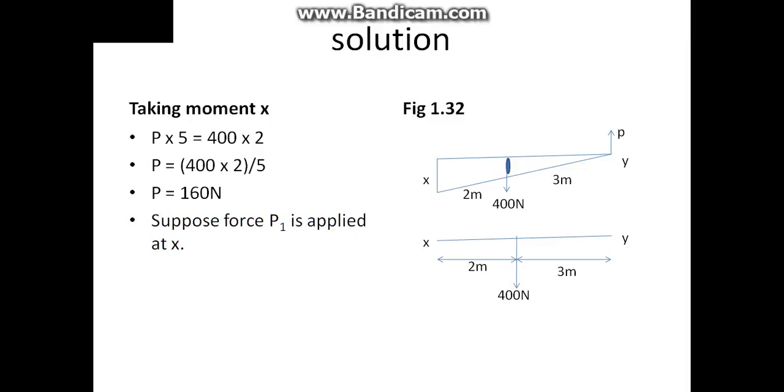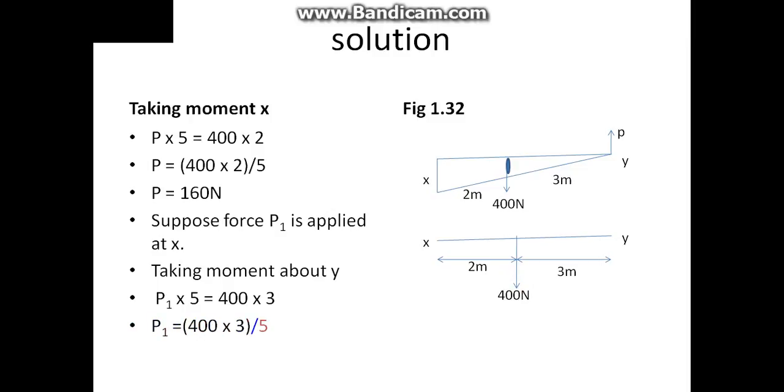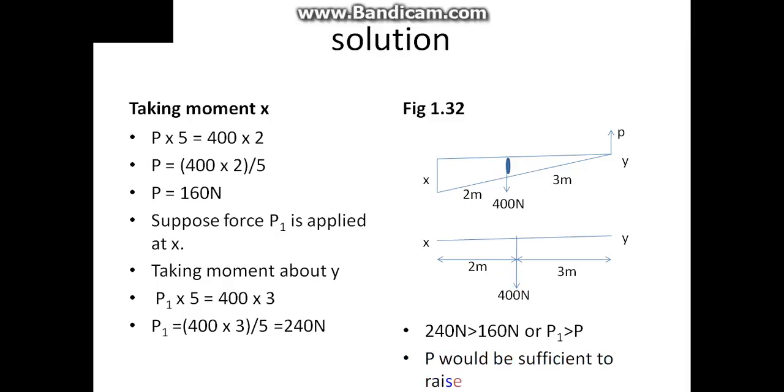Suppose force P1 is applied at X. Taking moment about Y, we have that P1 times 5 is equal to 400 times 3. Making P1 the subject of the formula, we have that 400 times 3 all over 5 is equal to 240 Newton. 240 Newton is greater than 160 Newton, or P1 is greater than P. P would be sufficient to raise the rod at Y.